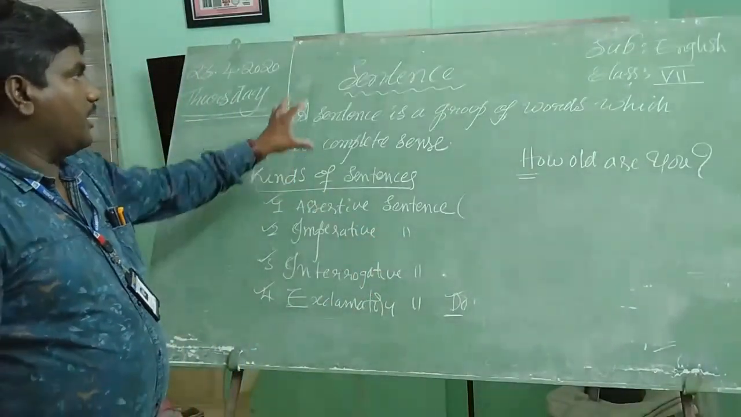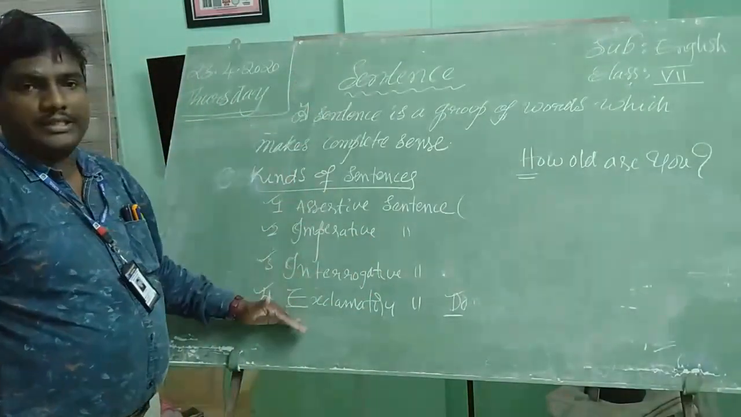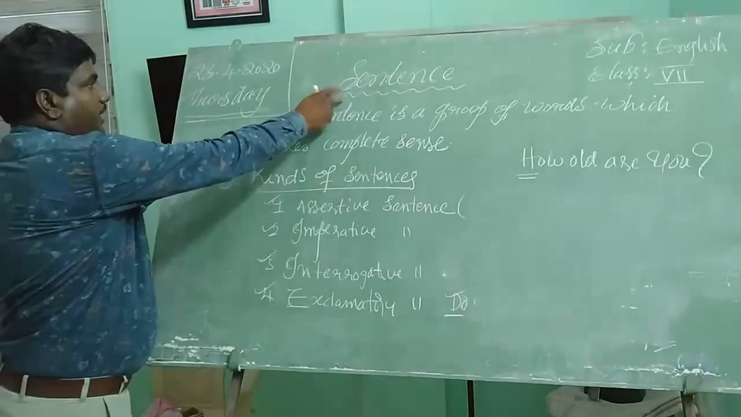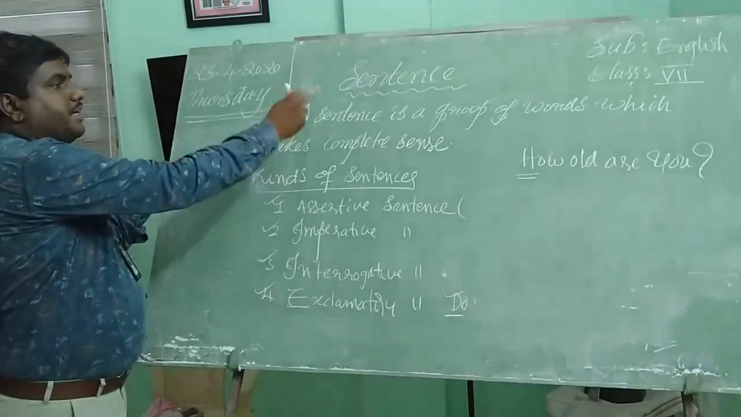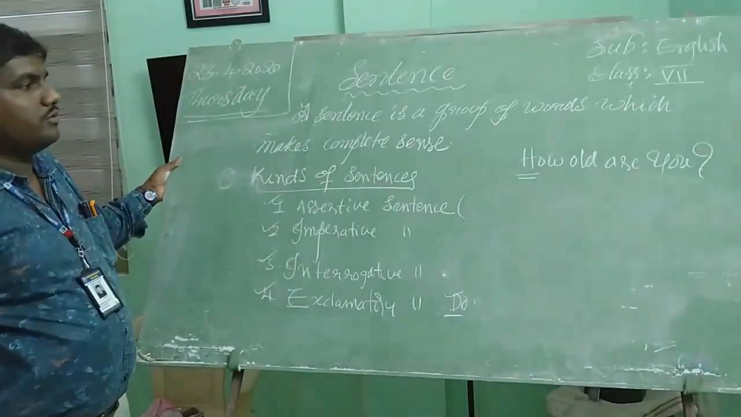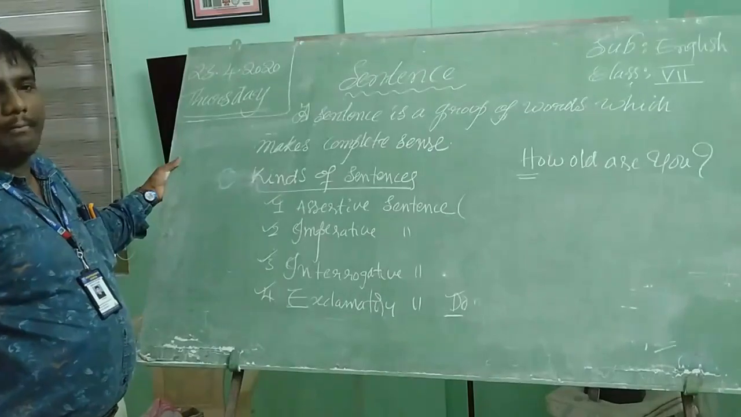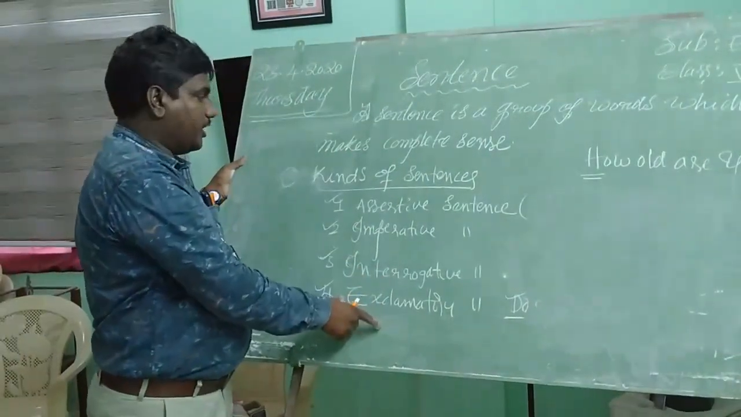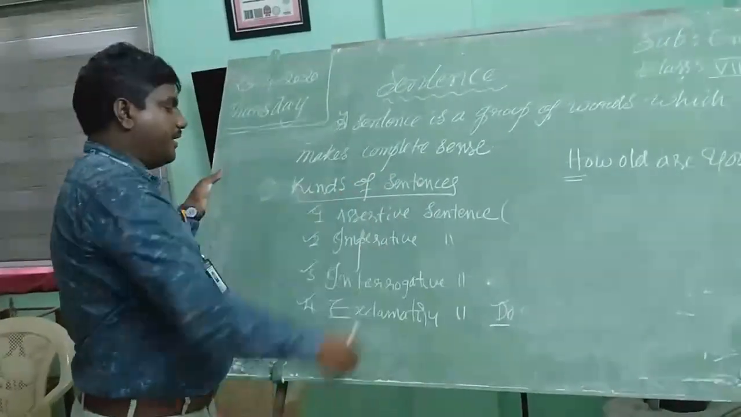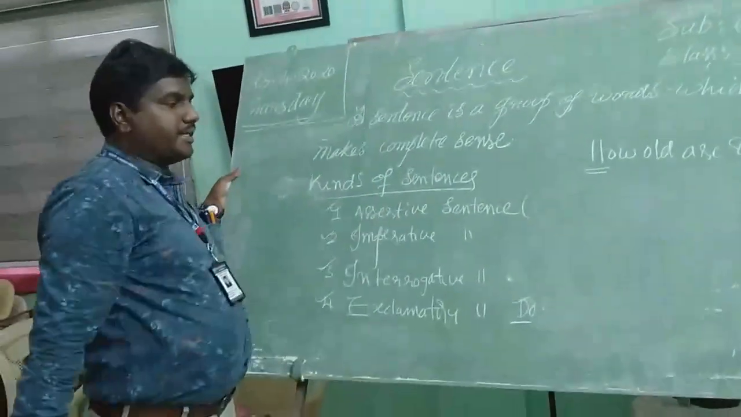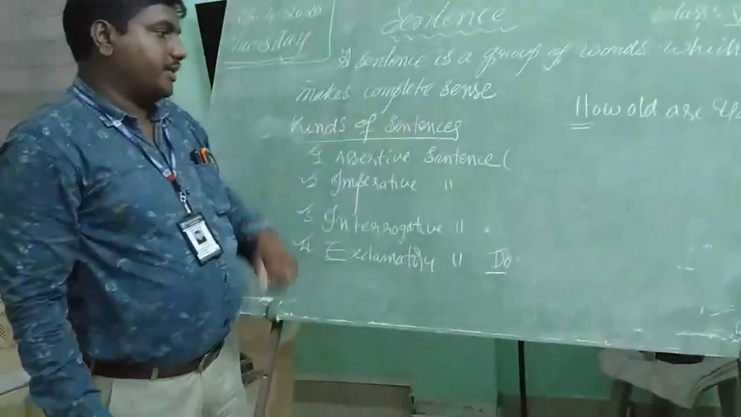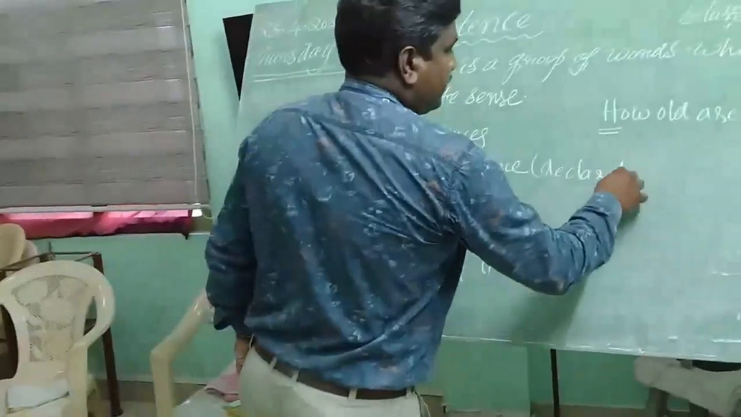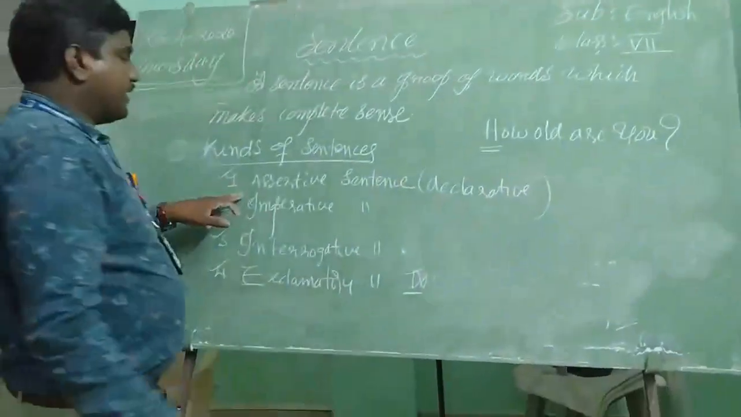So, this is about types of sentences, children. Next, once again, let us see all the sentences. What is a sentence? A sentence is a group of words which makes complete sense. A sentence can be divided into four types or kinds. Number one, assertive or declarative sentence. What is an assertive sentence?